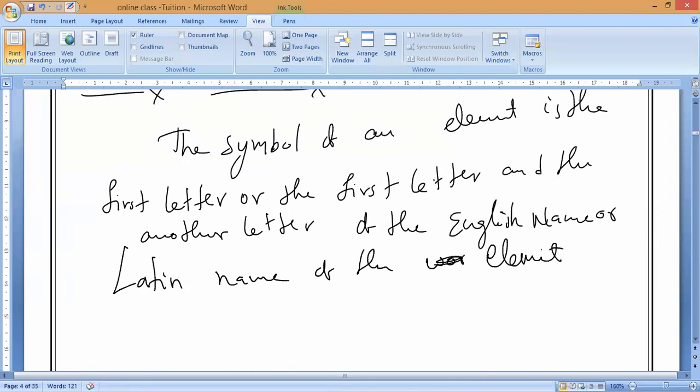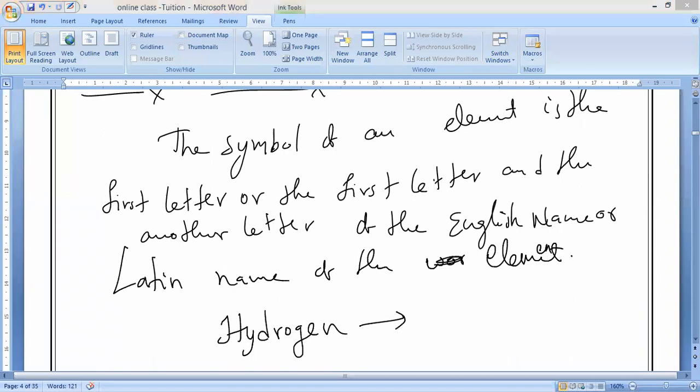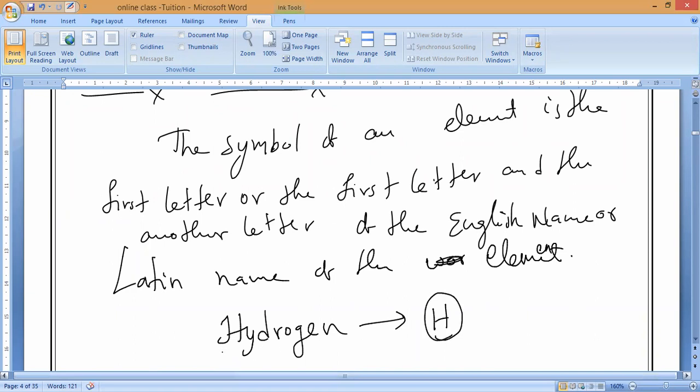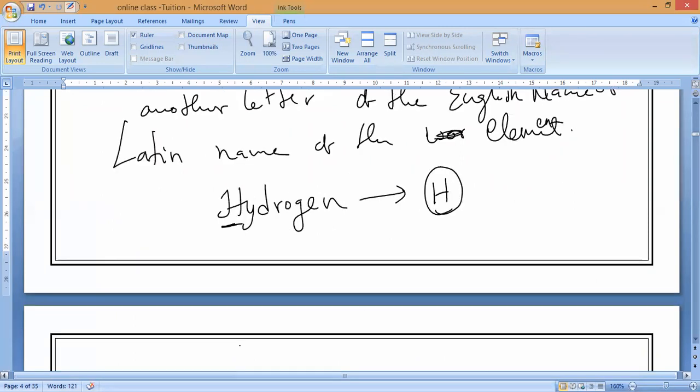You understand, guys? Now, for example, hydrogen. What is the symbol of hydrogen? I'm not asking about the molecule, hydrogen element alone. The symbol of hydrogen is H. The first letter is H. Next, what is the symbol of oxygen? O. I am not asking about the valencies, only the symbol.